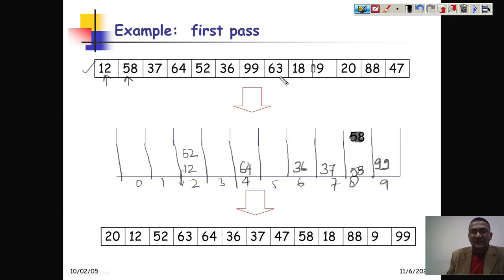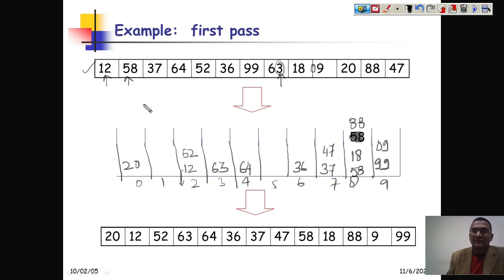Keep in mind that I am reading the rightmost digit. Based on this, I need to decide in which bucket I need to insert this. 63 means I need to read digit 3, and I have decided to go to bucket 3, 63. And 18 means 8, and then 9, and then 20, that is 0, and then 88, that is 8, and then 47, that is 7.